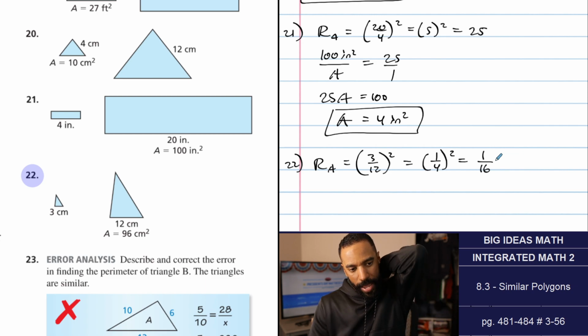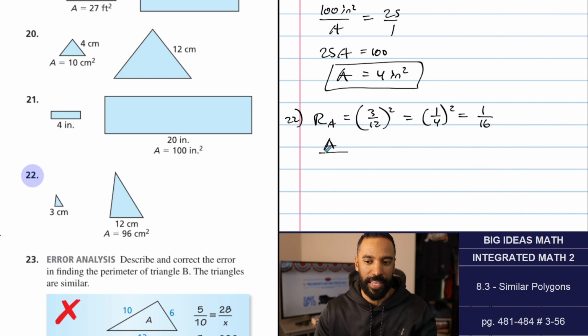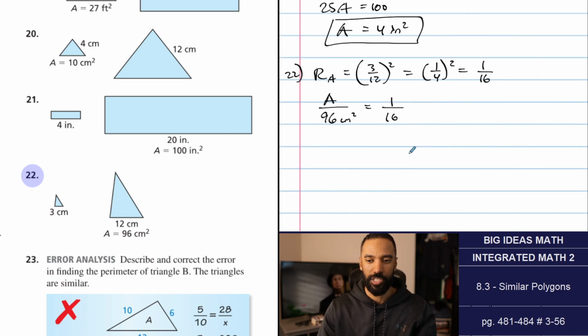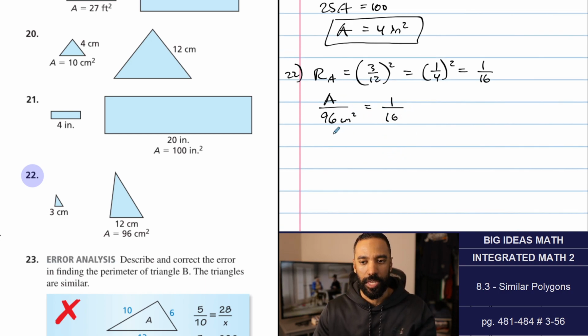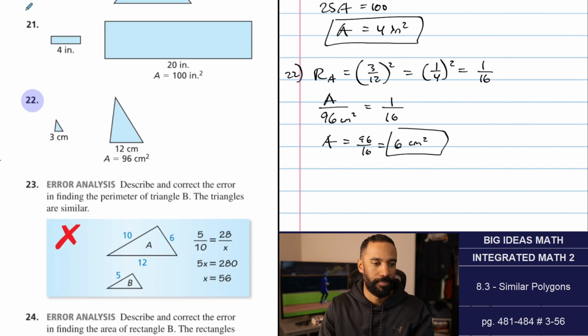So this smaller triangle is 1/16 the area of that other guy. That's the way of saying that when I divide the area of the smaller guy by 96 square centimeters, the area of the bigger one, that's going to be the same as that 1 to 16th ratio. Let's keep the 16 over there. So 96 over 16, which is 6 square centimeters for the area of the smaller guy. And that's number 22.